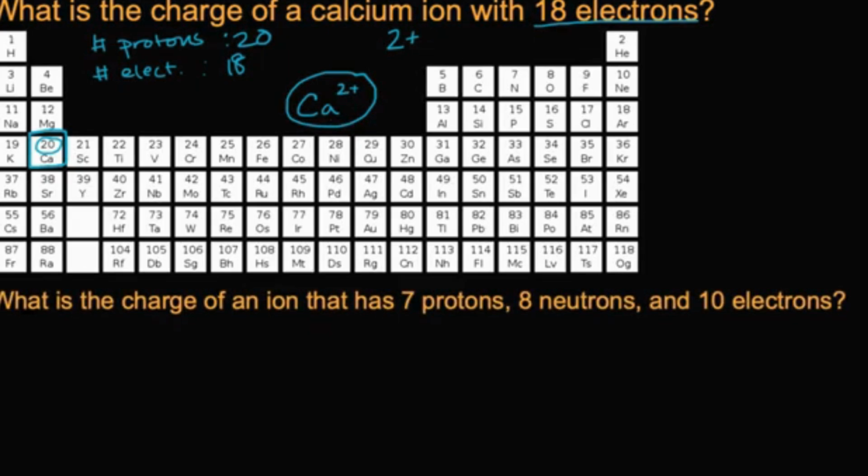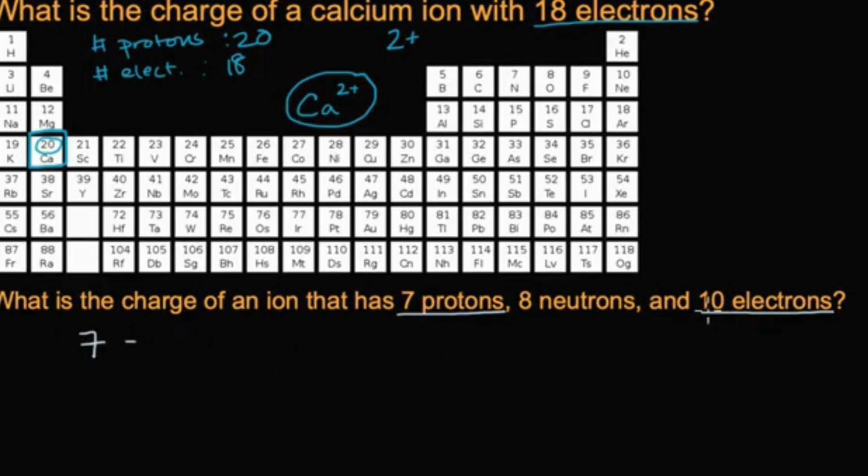So if I were to ask you, what is the charge of an ion that has 7 protons, 8 neutrons, and 10 electrons? Pause this video and think about what that would be. Well, we can confirm that that indeed would be an ion because it has a different number of protons than it does electrons. And if you want to figure out the charge, you just take the number of protons, 7, which are the positive charges, and you subtract out the negative charges.